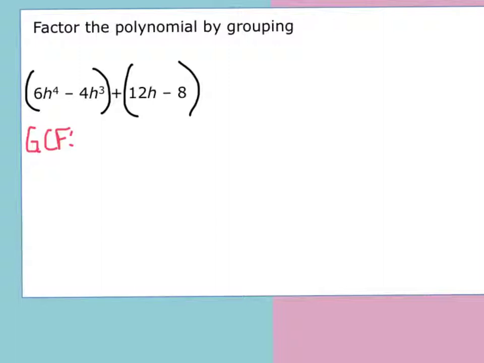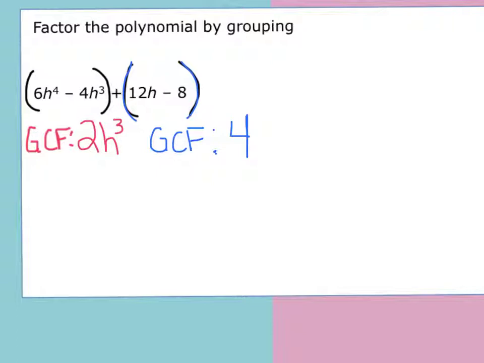Remember, we always look at the number first. So the GCF of 6 and 4, the highest number that can go in both evenly, is 2. And the h that they have in common is h to the 3rd. And then for the second group, you have to look at the numbers, right? What number goes into 8 and 12 evenly? The highest number that goes into both evenly is 4. And notice that the 8 does not have an h, so they have no variables in common.